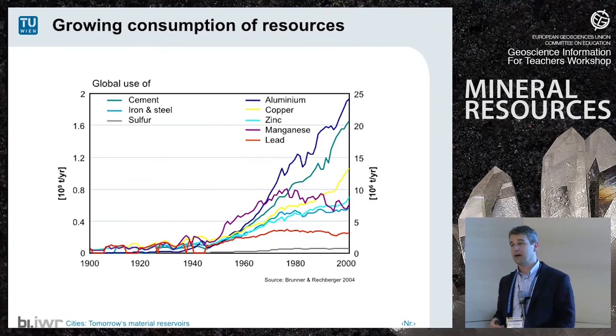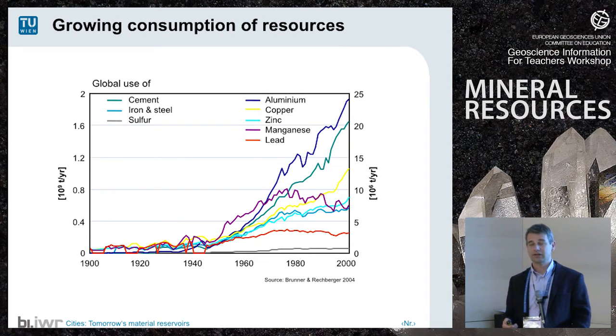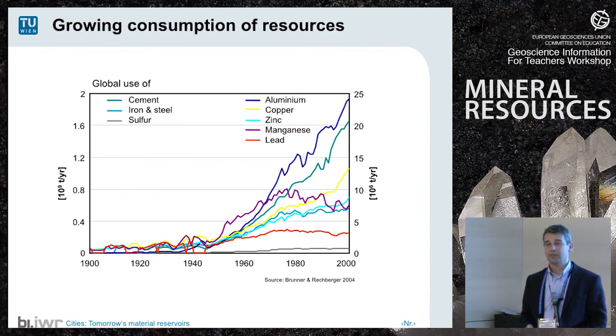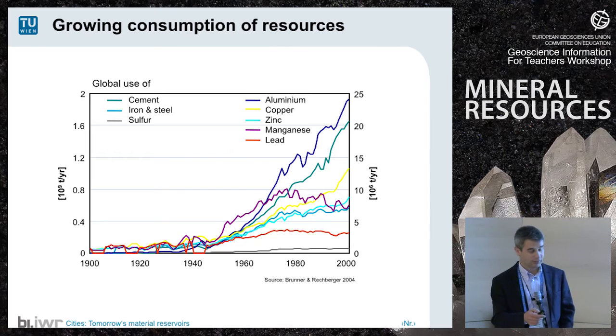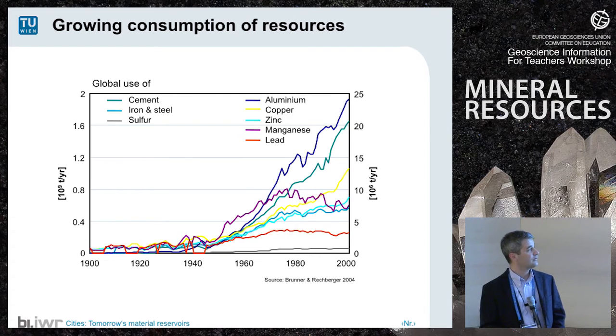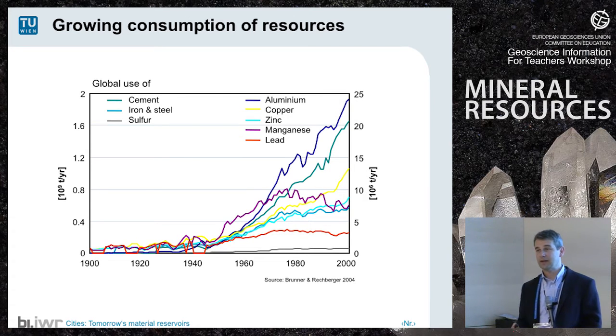What we have seen in the past, and I'm sure it's certainly not new to you, is increasing demand and supply of resources. Some resources have increased linearly or even exponentially. As you can see, for example, aluminum, please be careful, there are different y-axes. Aluminum or cement, these are construction materials where we saw really dramatic increases in consumption.